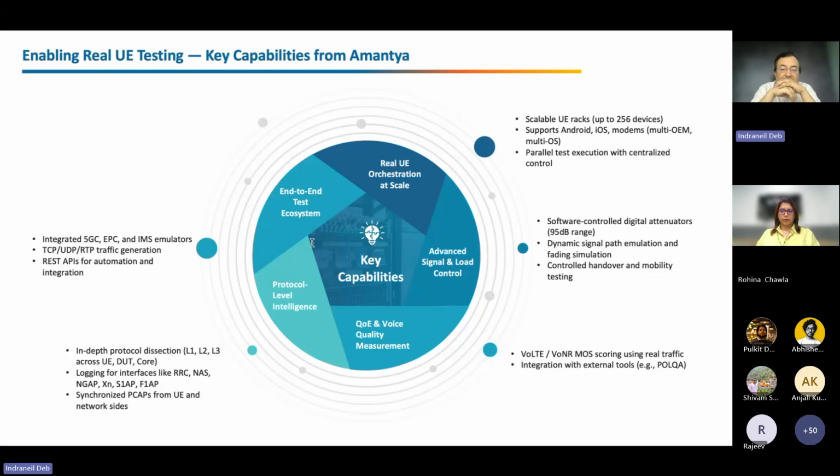The second part of providing real network simulation relies on the ability to control the RF between the RAN and the UE. Software controlled attenuators are pre-integrated into the system for simulating handovers and mobility scenarios.